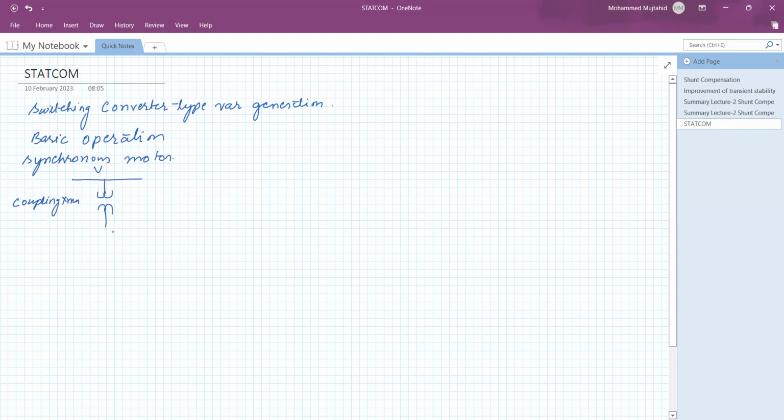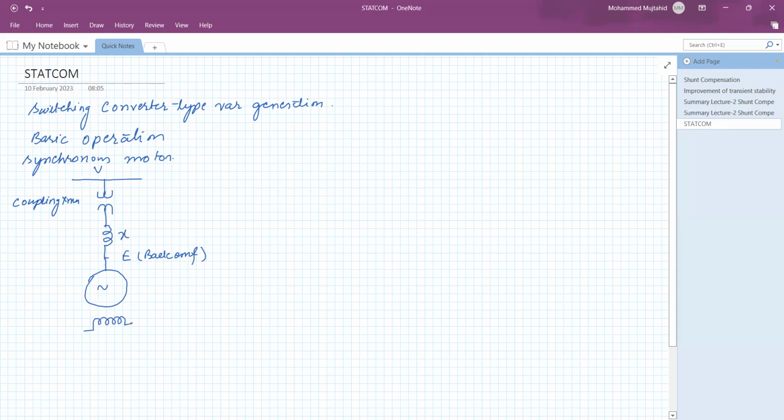From the coupling transformer, the inductor is the leakage reactance as well as the synchronous reactance. So this is the reactance X, and now this is the synchronous motor whose back EMF, say E, is the back EMF. We know that the back EMF of a synchronous motor depends on the excitation.